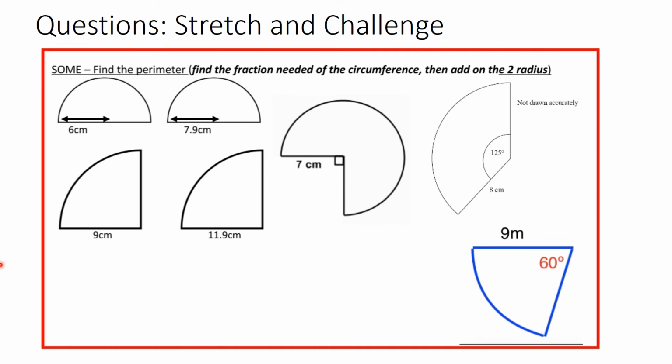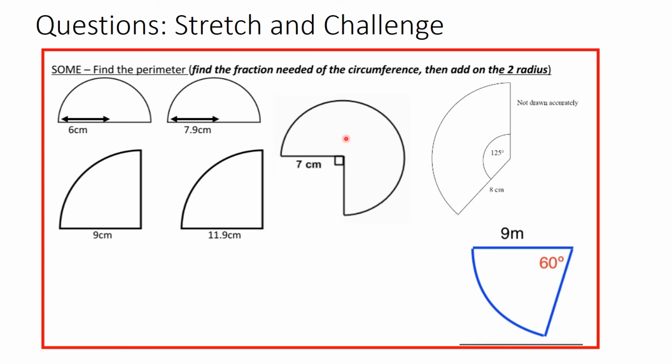And these aren't going to be for everyone, these questions. These are quite challenging. But for those who need the challenge, the first two questions are just like on the last page. These two ones, we've got a quarter of a circle. So it's very similar to these, but this time you're going to find the circumference and divide it by 4 to get a quarter of it. Okay, so find the circumference, divide it by 4, then add on 9 and 9. Same here. Find the circumference, divide it by 4 to tell you this bit, and then add on the 11.9 and the 11.9.